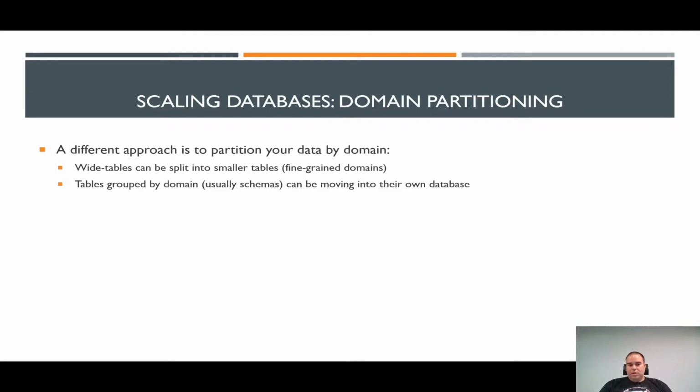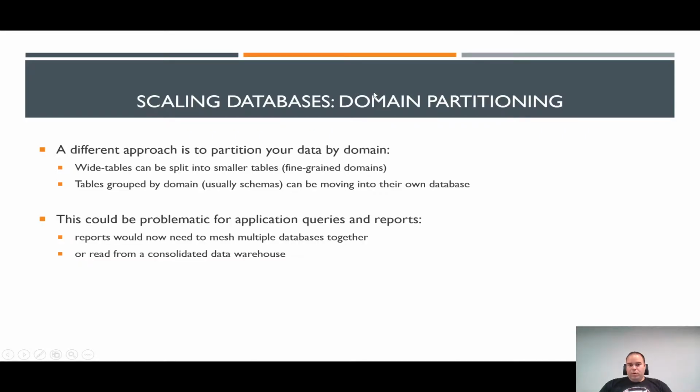For example, the HR schema, the production schema, the sales schema. Each of these schemas can be moved into their own database. The problem with moving schemas to their own database includes issues with reports. Reports that are usually reading data from one database now need to mesh data together from different databases. We could also introduce a data warehouse to consolidate these different production data sources into one appropriately for reports.